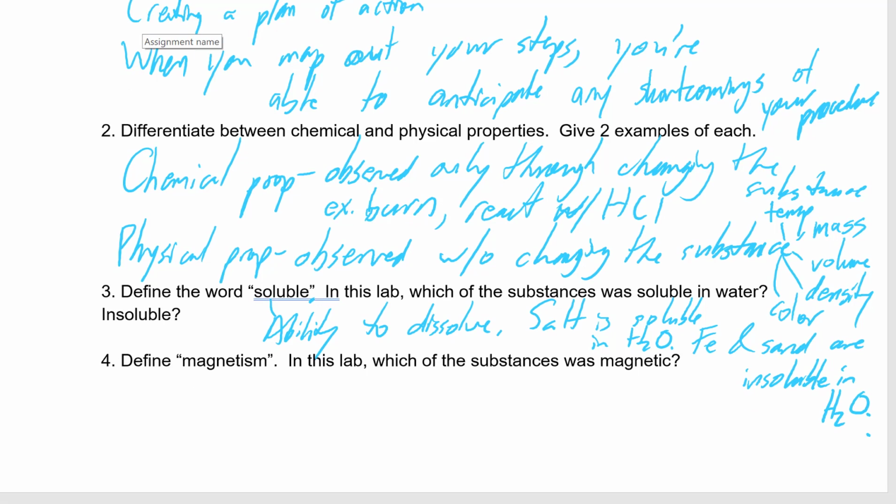Okay. Define magnetism. So this one you'll probably have to look up. So I looked it up here. So magnetism is the electromagnetic force, or it's just a force that attracts or repels objects.